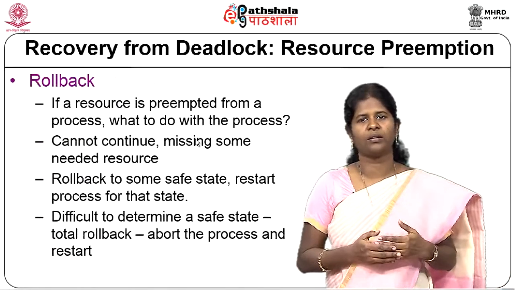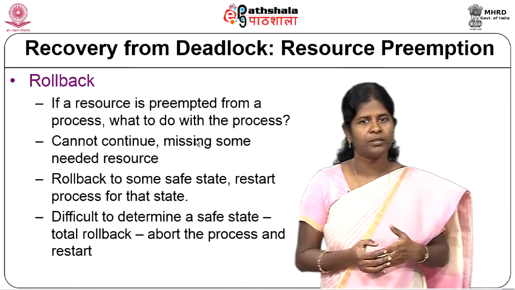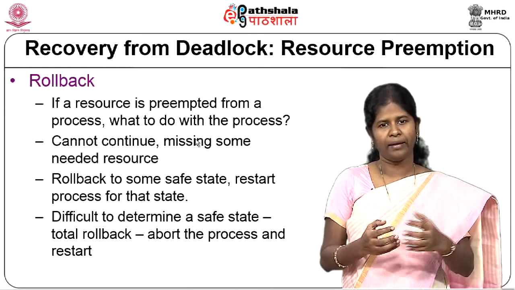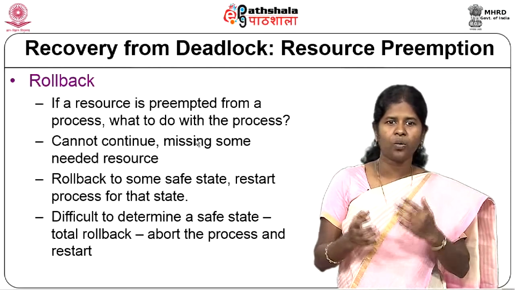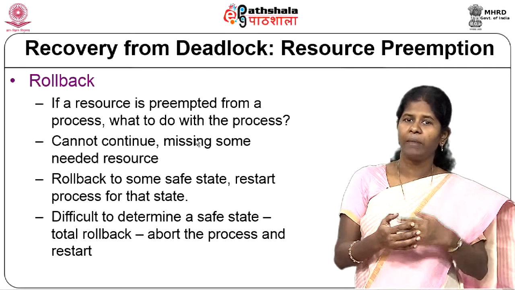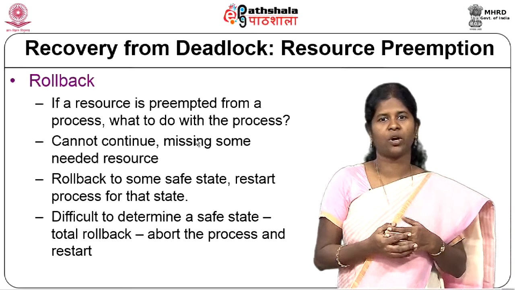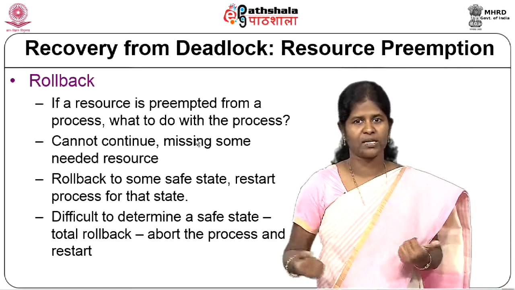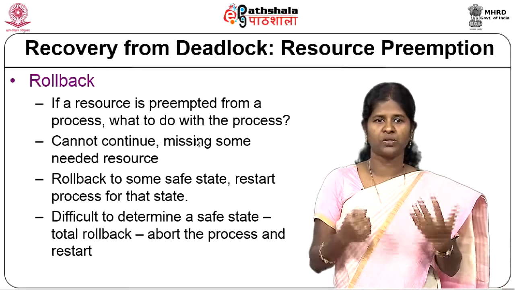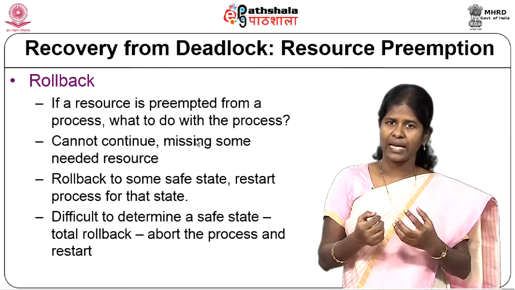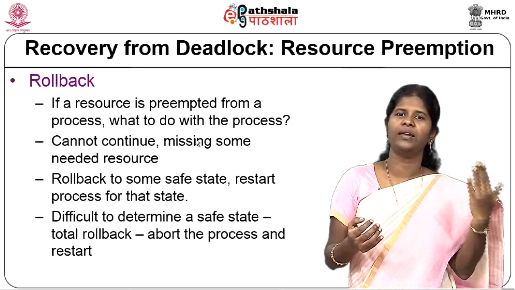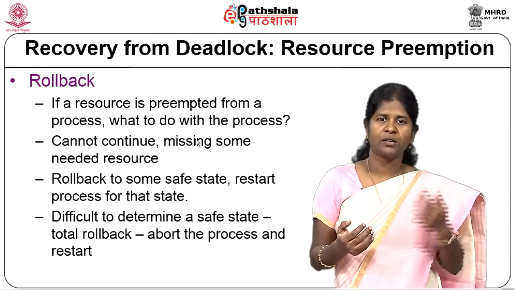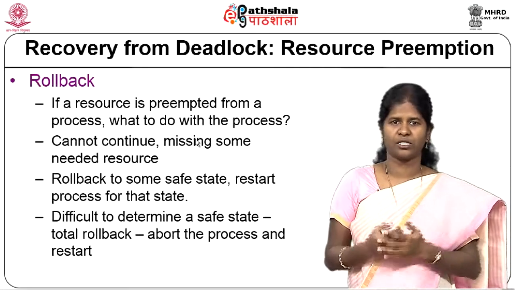Now when you are choosing a process for preemption, what will happen to the state of that process? What do you do with that process? Are you going to roll back that process to a previous state? The process cannot continue, because you are removing some resource from it, and hence some resource will be missing from it. So it has to be moved back to some earlier execution state, which is a safe state, from where it can restart and continue.